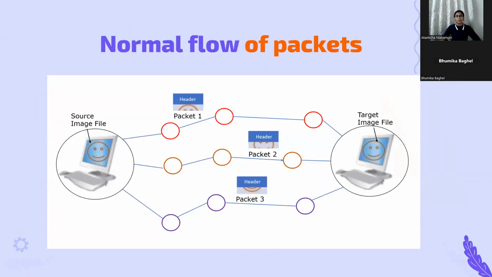Before that, I want you to know how a normal packet flows from one computer to another. When multiple devices are connected in a particular network, they communicate with one another using packets. This is the source device and this is the target device it is trying to send the packets to. The packet has a header which includes the MAC address of the destination device, and it is passed on through multiple devices until it reaches the destination device.